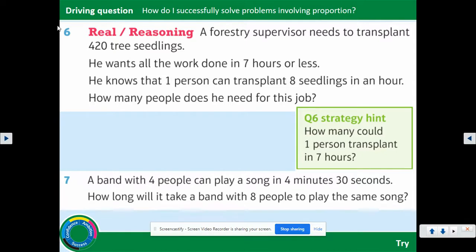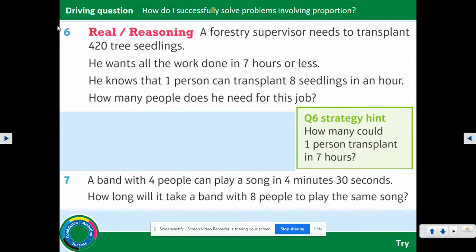Question 6. A forestry supervisor needs to transplant 420 tree seedlings. He wants all the work done in 7 hours or less. He knows that one person can transplant 8 seedlings in an hour. How many people does he need for this job?